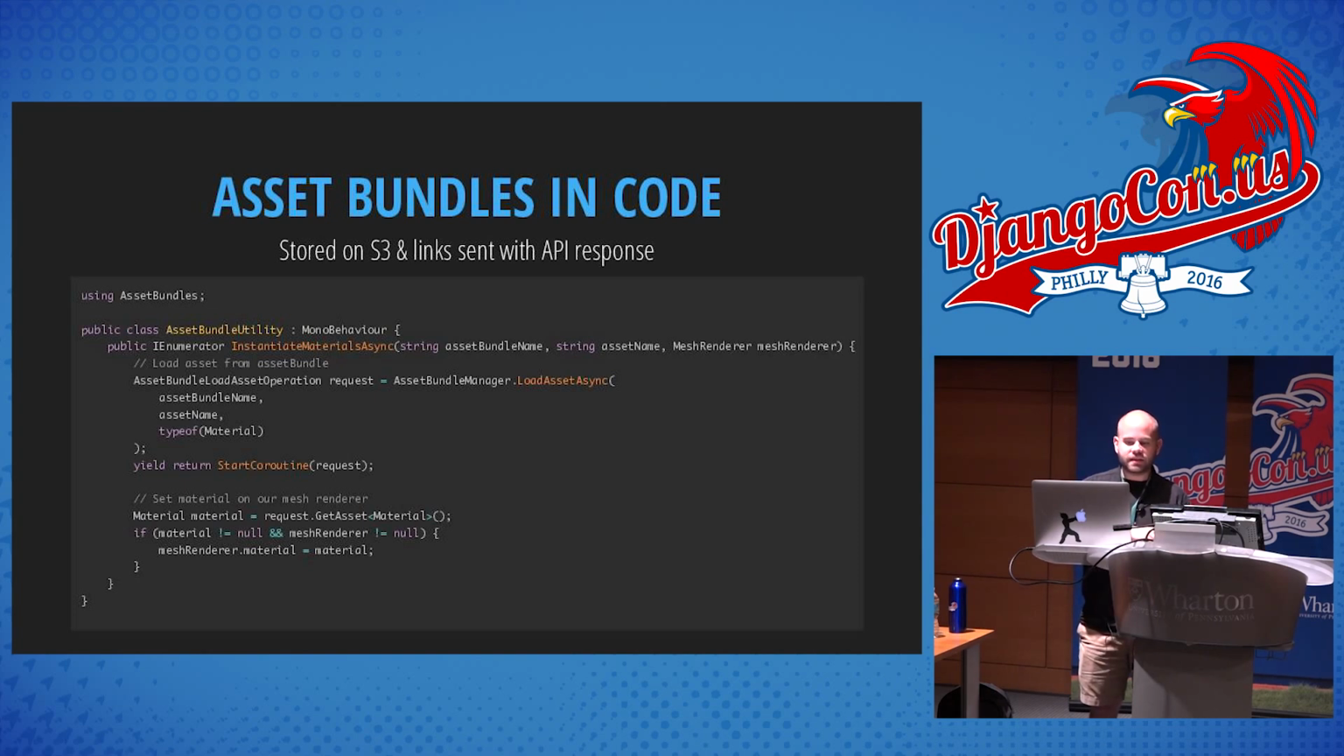Once it comes back, this IEnumerator in front of the name of the method essentially denotes that this function can be run asynchronously as a coroutine in Unity. So when it returns, we get a material from the request to the asset bundle manager, and then we can just put that material onto our mesh renderer, which, if you get into Unity, is just the thing that's attached to the sphere that actually renders the picture.